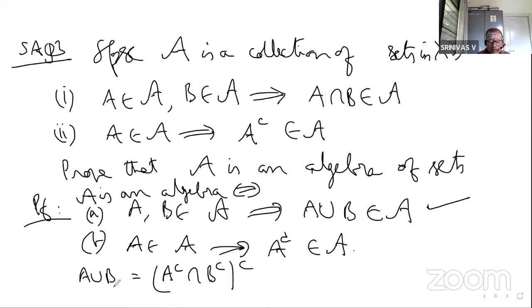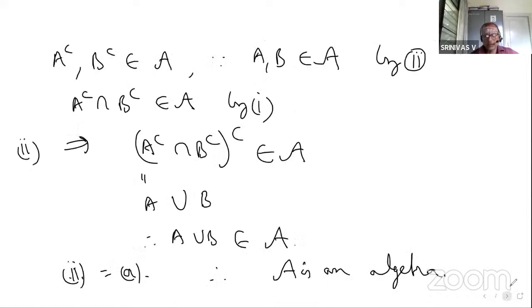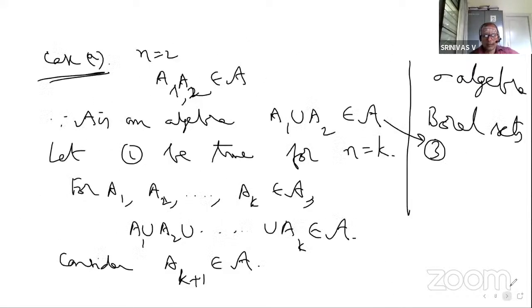Why? Because you want intersection here, here you have to take union. If A is present in script A, complement will be in script A, B complement will be in script A. Their union will be in script A, and its complement will be in script A. And complement with union here will be intersection. That's how you can show that for A and B in script A, A intersection B is in script A.